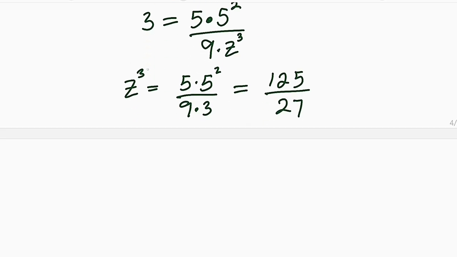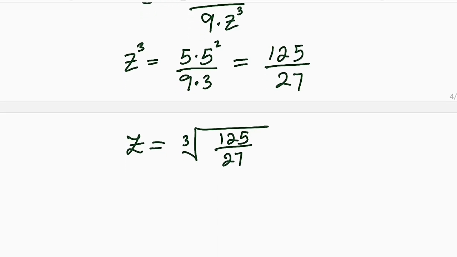27. Remember, we are looking for Z, not Z to the third power, and hence we have to take the cube root of both sides. And Z will now be equal to the cube root of 125 divided by 27. And the cube root of 125 is 5.